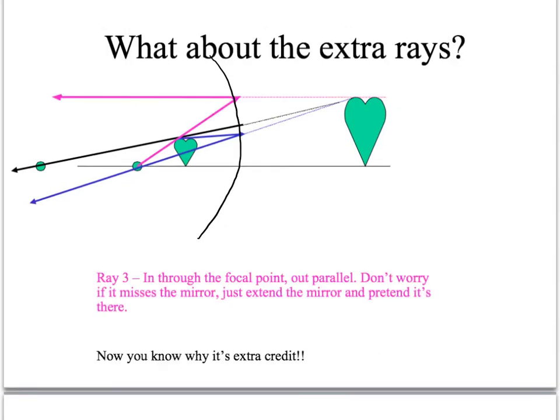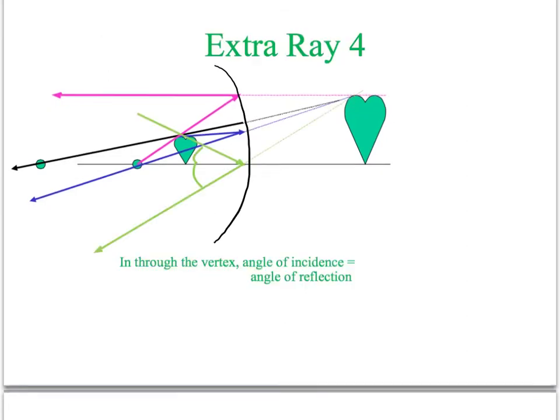So what about the extra rays? How do we do those? Okay, you have to start at the focal point. In through the focal point, you want to hit that same starting spot. In through the focal point, out parallel. Again, those three rays are never going to meet up. So you dot that one back and see it's going to meet up with the other two. Now you know why it's extra credit. It gets really tricky here.